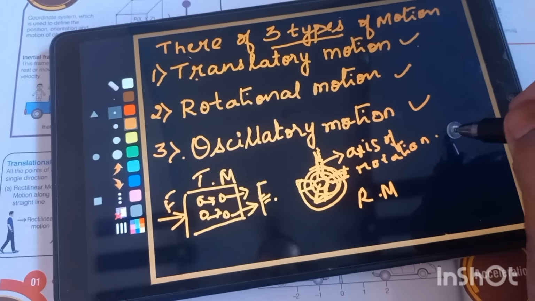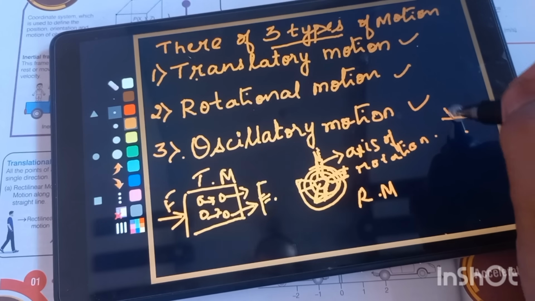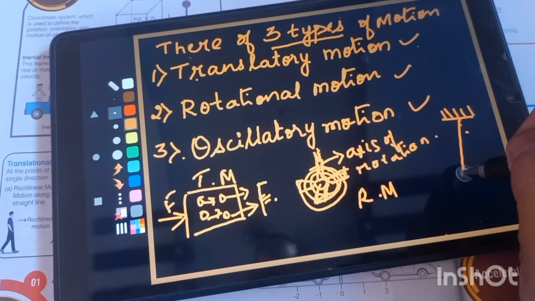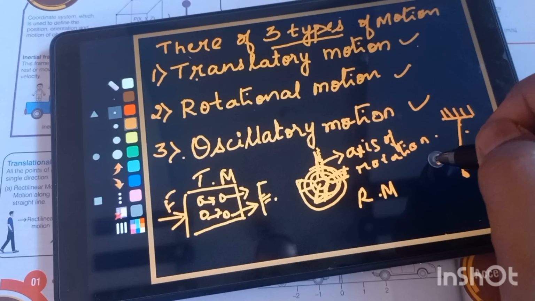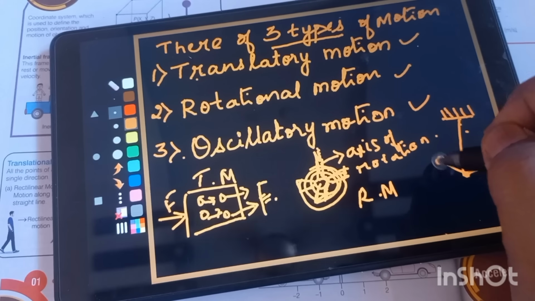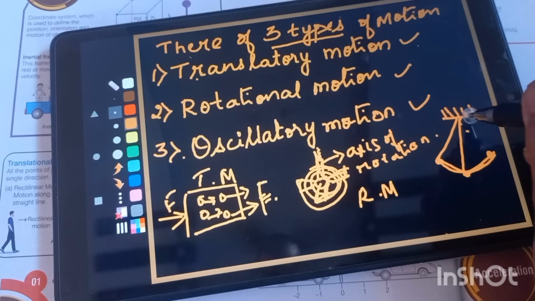Oscillatory motion. Oscillatory motion is the motion of a simple pendulum, the motion of a swing, okay. So I think you have sat on the swing. So it makes to and fro motion, right, like this.